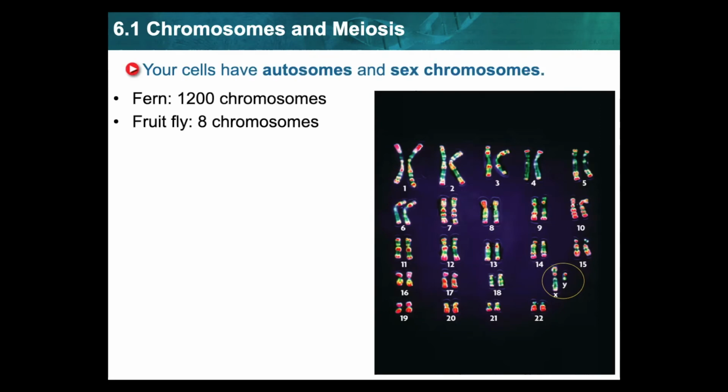Going on to chromosome number. We have 46 total chromosomes, but other organisms can have a lot more or fewer chromosomes than us. Ferns have 1,200 chromosomes. A fruit fly has 8 chromosomes. It does not tell you how complex an organism is. Ferns are a lot less complex than we are, but they have a lot more chromosomes than we do. Chromosomes are just how DNA is packaged. That's all that means, and so it tells you nothing about the complexity of the organism.